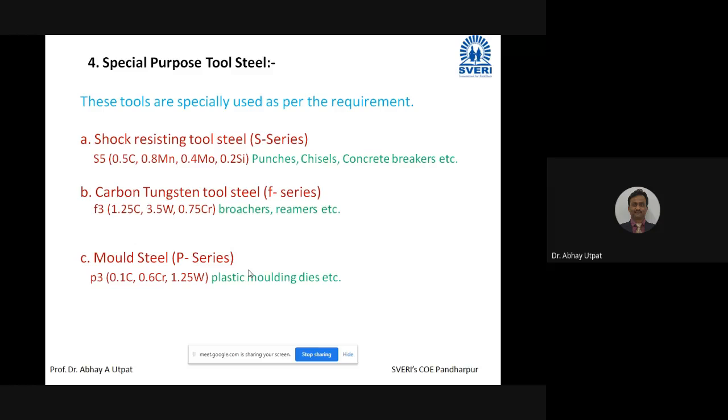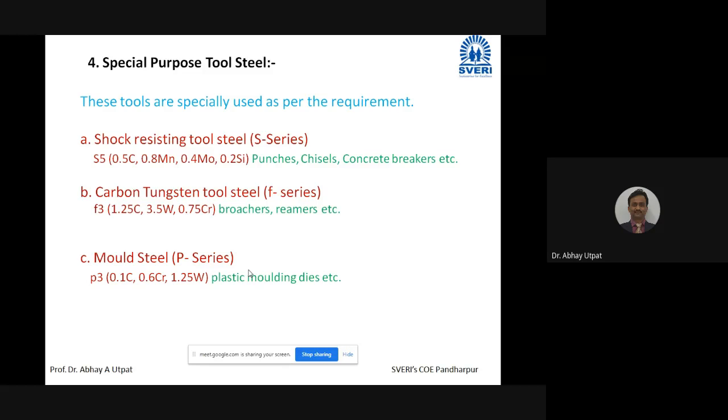Then carbon tungsten tool steel. This is the F series, as per the requirement for broaches. Broaching is one more application in the machine tool subject. You have studied broaching in MTP. Broaches are used for making slots, etc. And this is made up of carbon tungsten tool steel, higher carbon and tungsten, which will give very high hardness for the teeth of broaches.